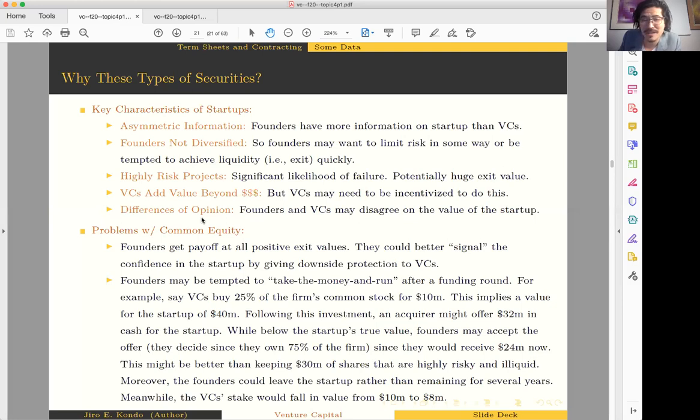This is really the main reason why common equity is not used. It just creates these weird incentives. And it really has a lot to do with the fact that when Kanish comes to me, I feel quite vulnerable because I'm exposed to so much risk, right? Highly risky project. And I'm so not diversified and so not liquid that taking the money and running fundamentally shifts my life financially, right?